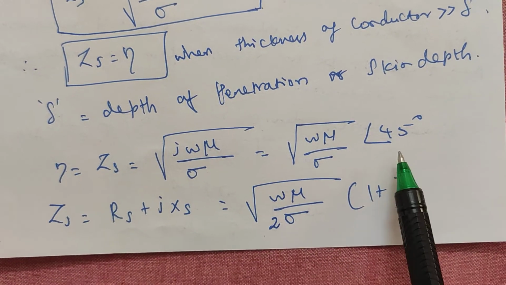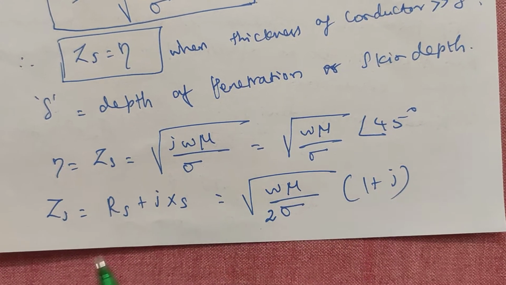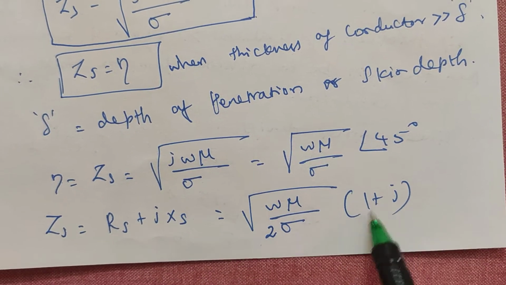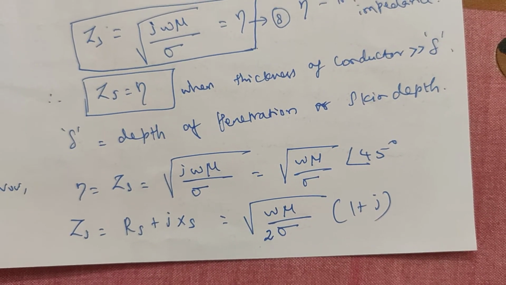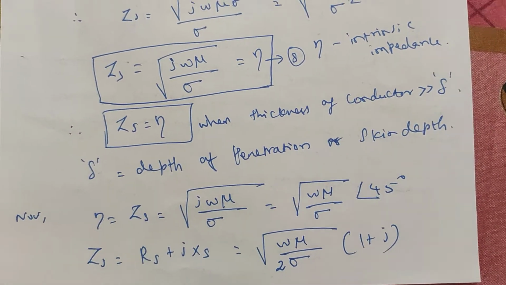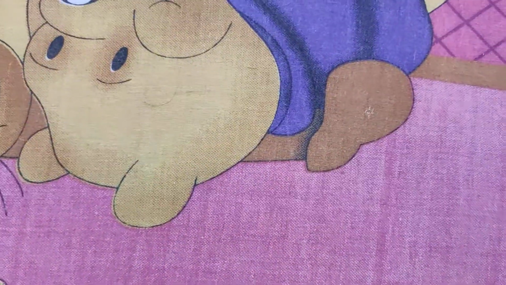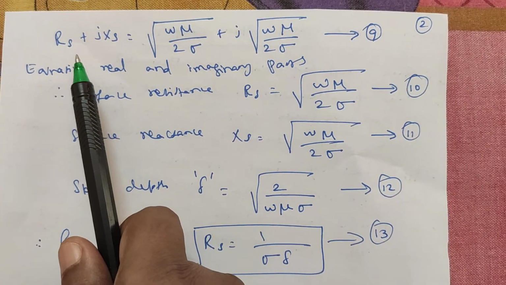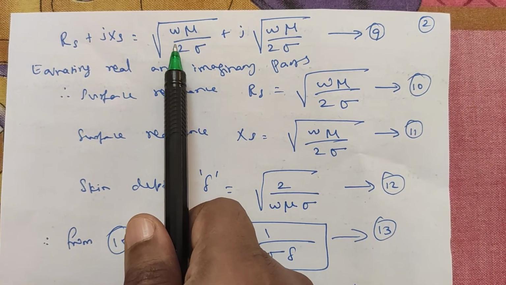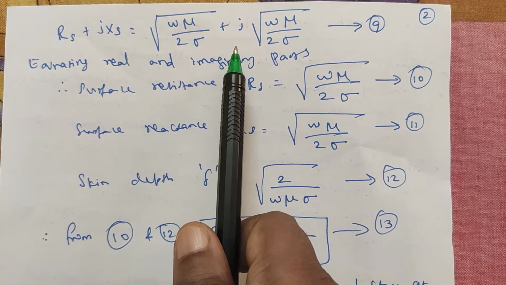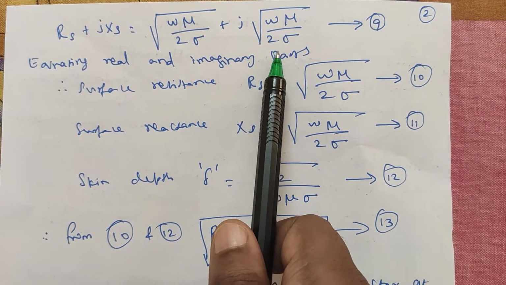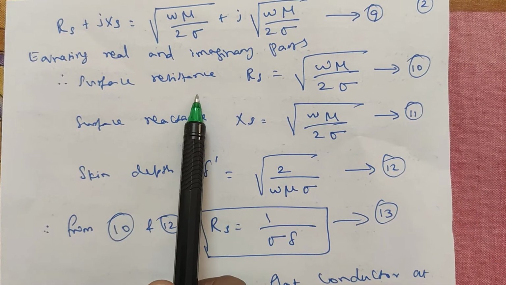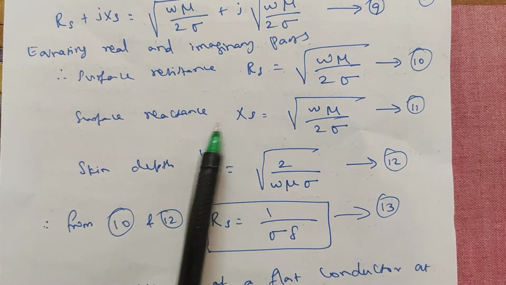Instead of j, we can write it as angle of 45 degree. The reason for this conversion is we have Zs is equal to Rs plus j into Xs. So that can be written in this particular form. So with these two functions, we can find out what is the value of Rs and what is the value of Xs. So to find out the value of Rs and Xs, the equation can be written as Rs plus j into Xs is equal to root of omega mu by 2 sigma plus j into root of omega mu by 2 sigma. And equating the real and imaginary components, the real component will give surface resistance Rs, imaginary component will give surface reactance Xs.